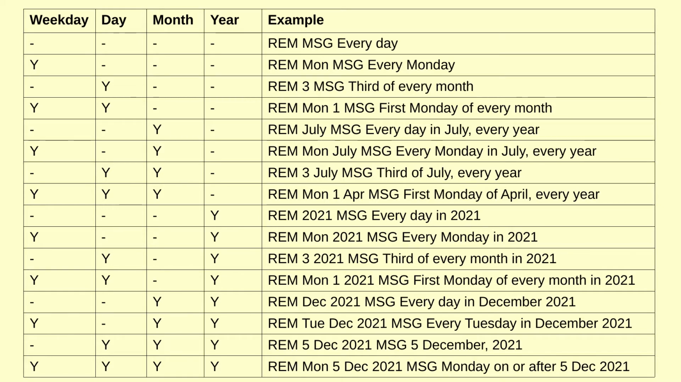So for example, if you have nothing at all, no weekday, day, month, or year, if you just have rem message, well, that gets triggered every day. Any date will satisfy that specification. That's on the first line. If you have a day, a month, and a year, then the reminder is triggered only on that specific date. If you have a weekday, a day, and a month, then it is triggered on the first weekday on or after that day of the given month in every year, and so on. So we're going to go through the code and look at some of these 16 cases to see how the remind algorithm handles them.